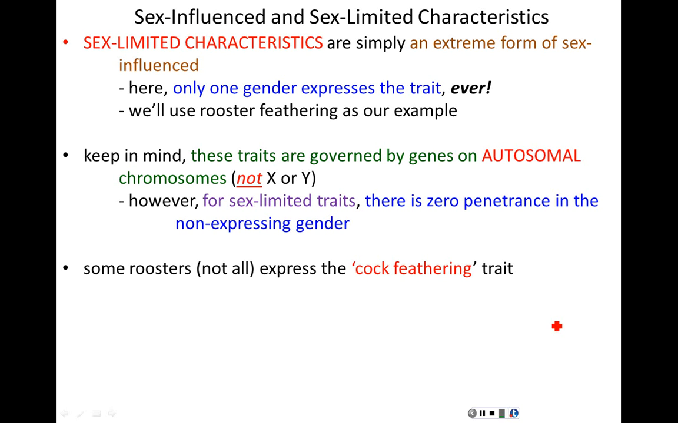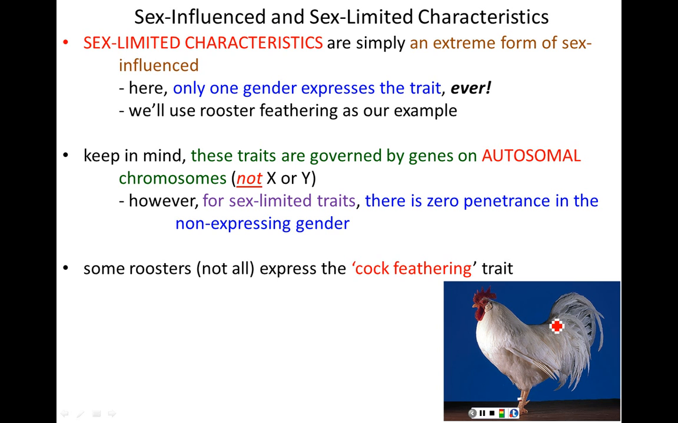Some roosters, male chickens, not all of them, but some male chickens, express what's called the cock feathering trait. And this is your typical kind of classy-looking rooster who likes to strut around the yard. This is the Foghorn Leghorn feathering pattern. Only males show this feathering pattern. If you see a chicken that looks like this, it's a male, guaranteed. No hens show this trait ever. Zero penetrance. Regardless of their genotype, they will never show this feathering pattern.